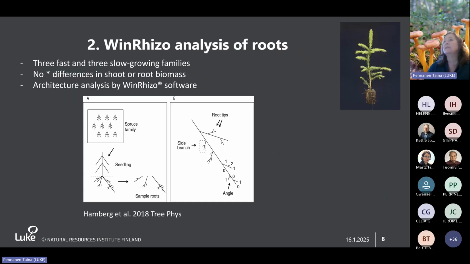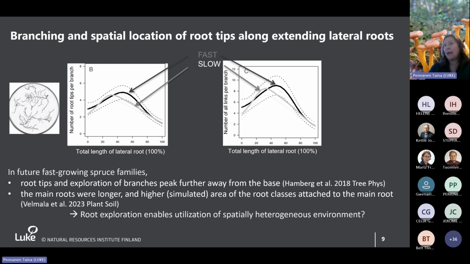So we had this root-driven hypothesis, and we analyzed the roots of small seedlings with this kind of WinRHIZO analysis. We started these root studies by comparing fast and slow growing families, which didn't yet have any differences in shoot or root biomass. Then we studied the architecture of the whole root systems. We had several experiments, and both experiments showed the same thing.